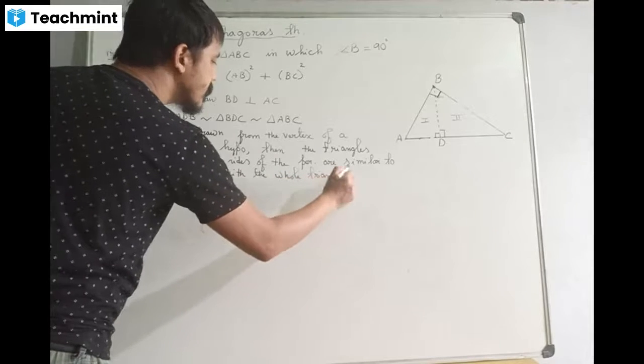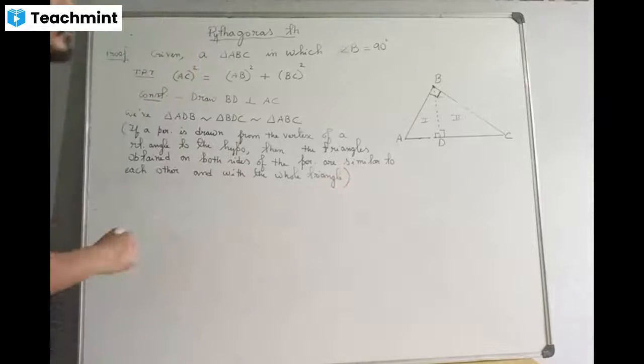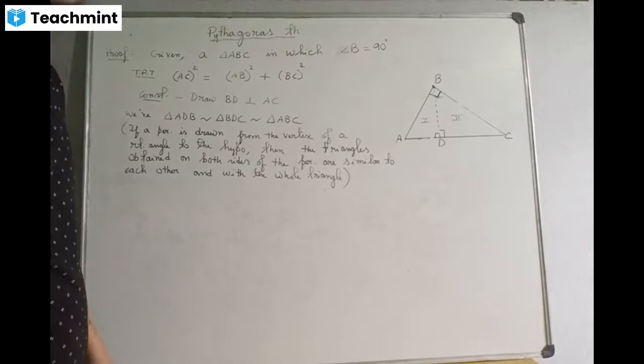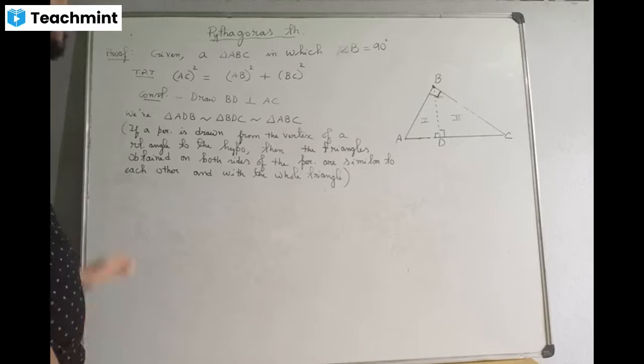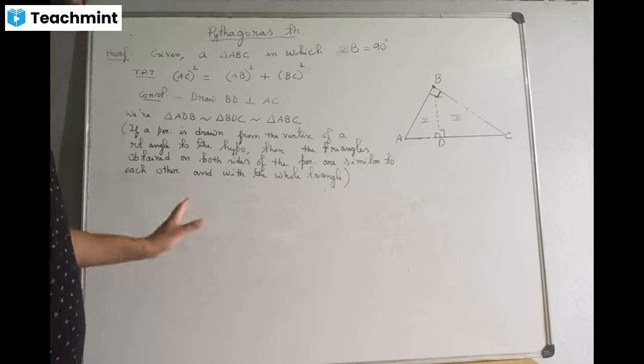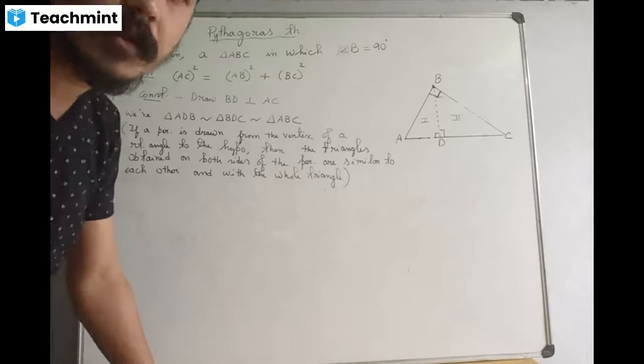So this is the reason why the three triangles are similar. Is it okay? And this is the most important reason for showing similarity of triangles.